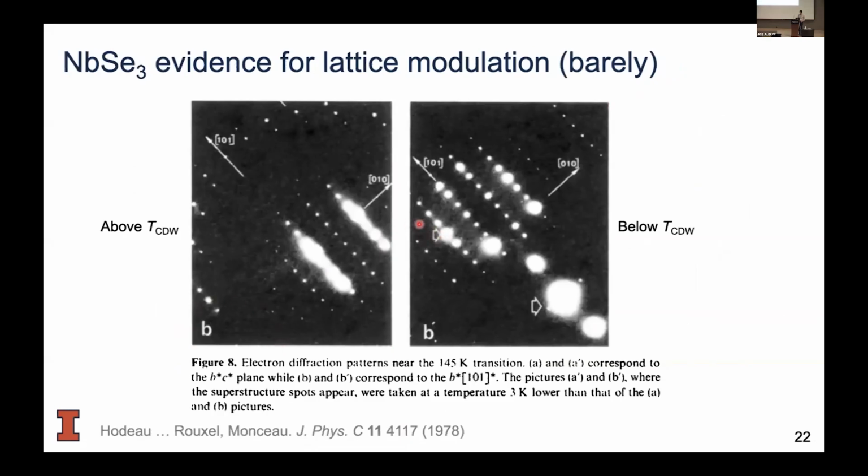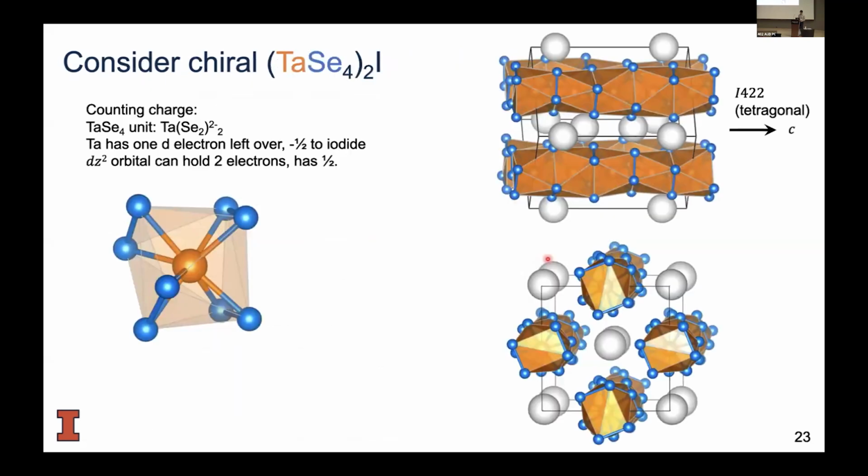Back in the 70s, they did some of the first electron diffraction work on it. You can't really see it, but I'll just tell you there's these teeny little superstructure peaks there. They're very weak. We have some advantages now. We have better probes. And there's a material that's actually much better for this. This material has a funky formula, but we're gonna work through it. This is tantalum selenium iodide.